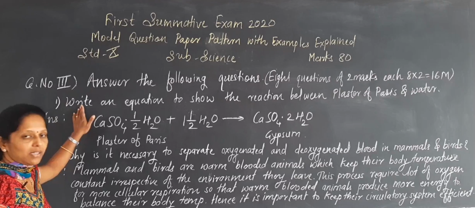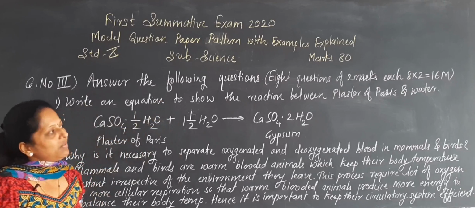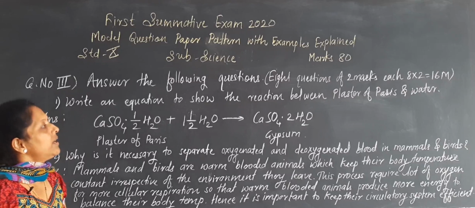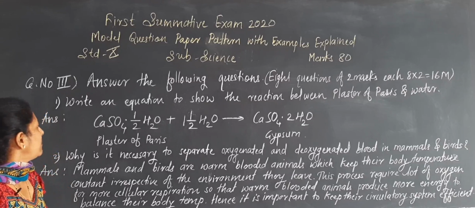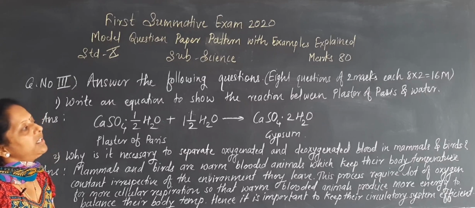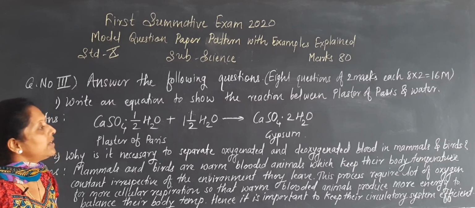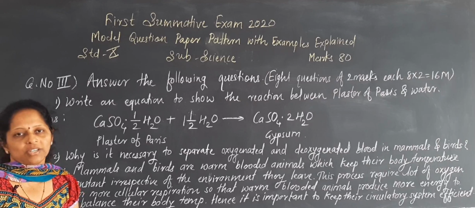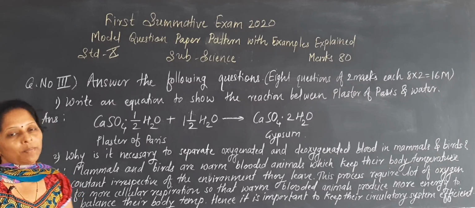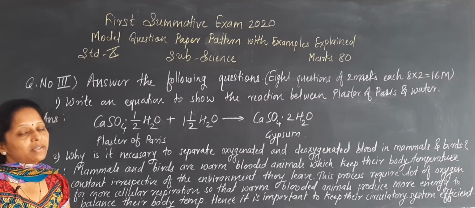The first example I have taken is: write an equation to show the reaction between plaster of Paris and water. As you learnt in the lesson on metals and non-metals, this involves water of crystallization. Yesterday for the first question I asked which substance has water of crystallization, and the answer is gypsum.